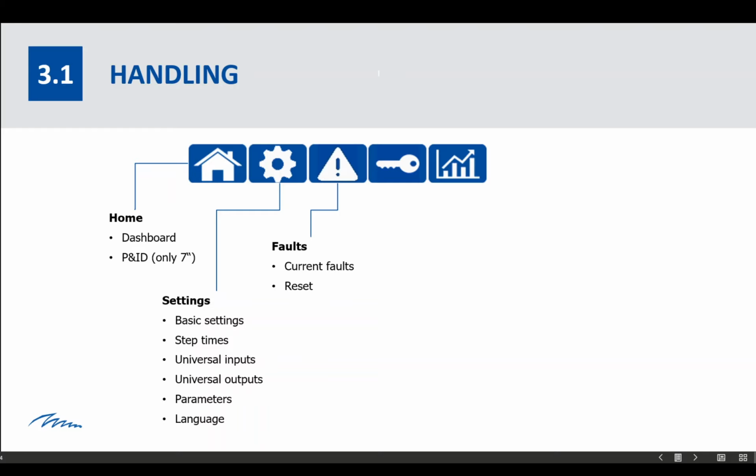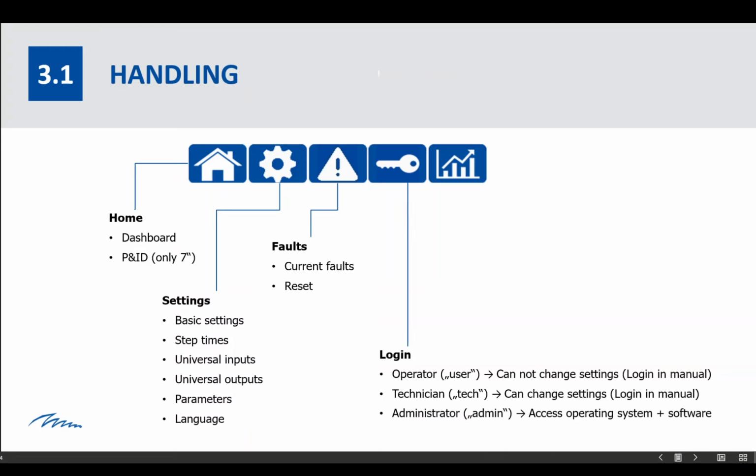And we have faults, where we can see the current faults and also reset them. Next up, we have the login. The operator level for the user cannot change settings, login manual. We have the technician, who can change settings, also login manual, and we have the administrator level, admin, with access to the operating system and software, but this level is really only used for Herco employees.